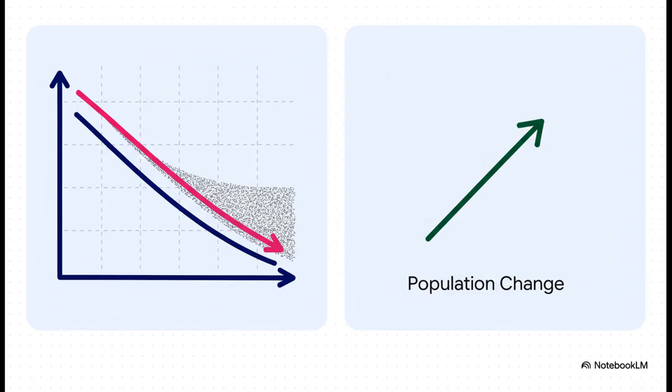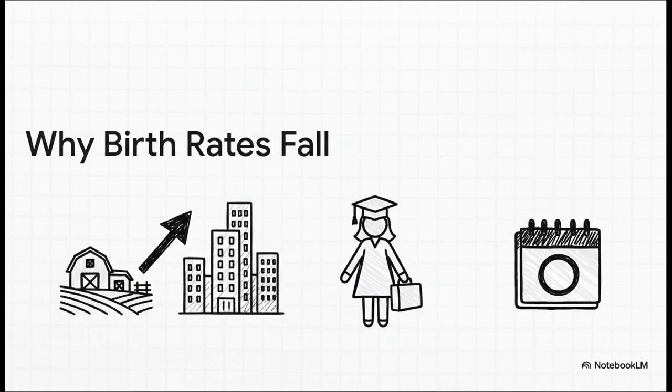So that huge gap from stage 2, it starts to narrow. The population is still growing, for sure, but the pace is cooling off significantly. And why does this happen? Well, it all comes down to huge changes in how people live.